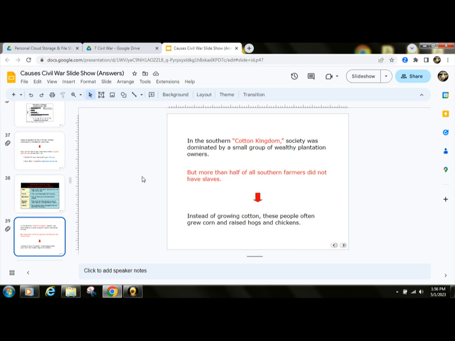In the Southern Cotton Kingdom, society was dominated by a small group of wealthy plantation owners. But more than half of all Southern farmers did not have slaves. Instead of growing cotton, these people often grew corn and raised hogs and chickens. So the Cotton Kingdom was, like I said, mainly of the southern plantations. Most southern farmers didn't have slaves due to the expense of slavery.